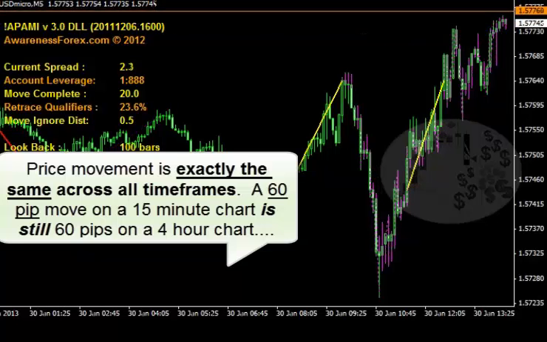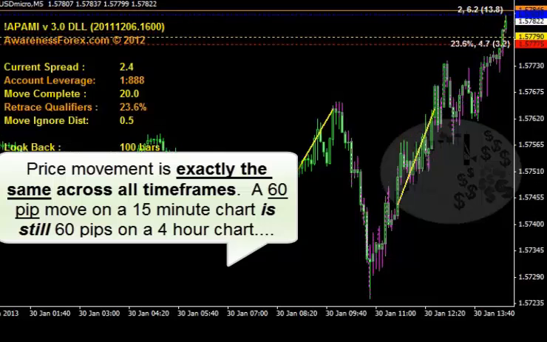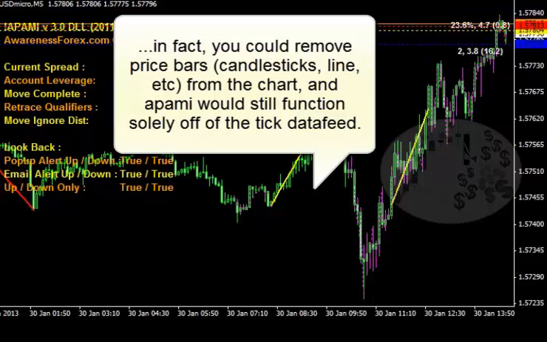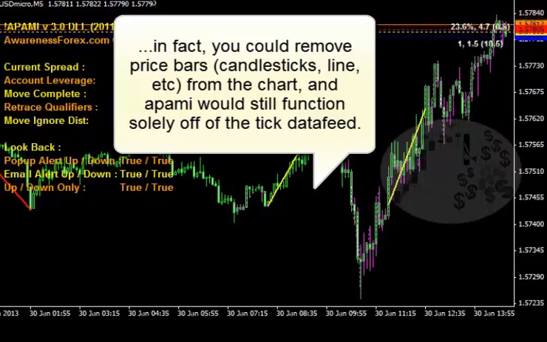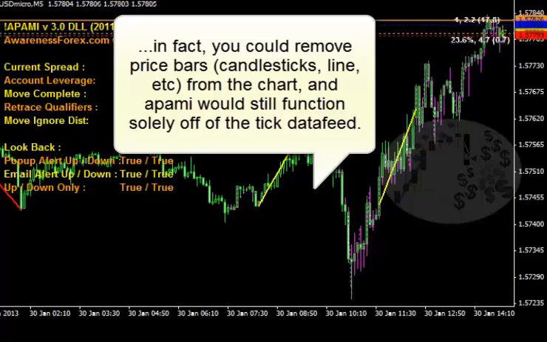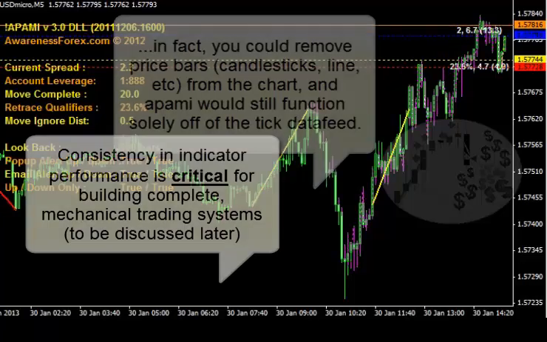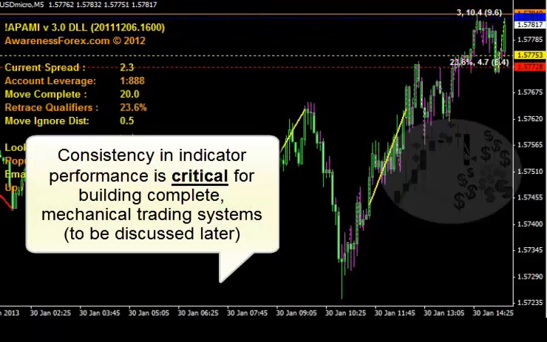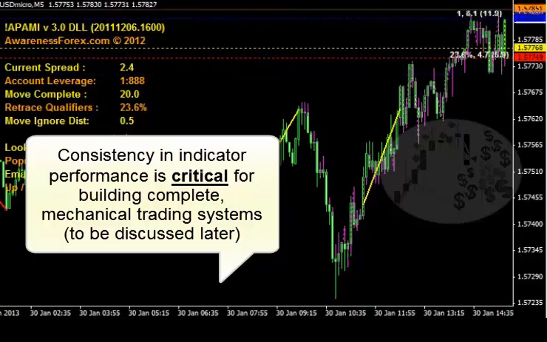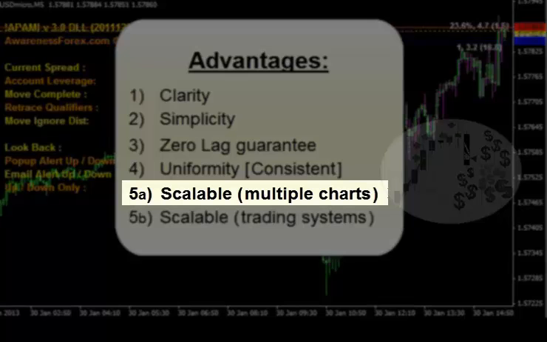A 60 pip price move on a 15-minute chart is still 60 pips on a 4-hour chart. The specific type of chart has absolutely no bearing on how the price action actually moves. It's just the way that the prices are presented. In fact, you could remove the price bars, whether they be candlesticks, line, Renko, 3-line break. You can remove the price bars from the chart and just trade strictly off tick data. The type of consistency in the way that the calculations are performed in APAMI is absolutely critical when building mechanical trading systems, which we'll get into in a little bit.